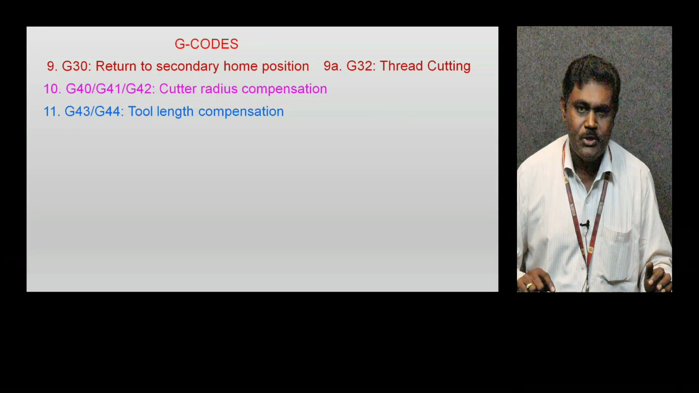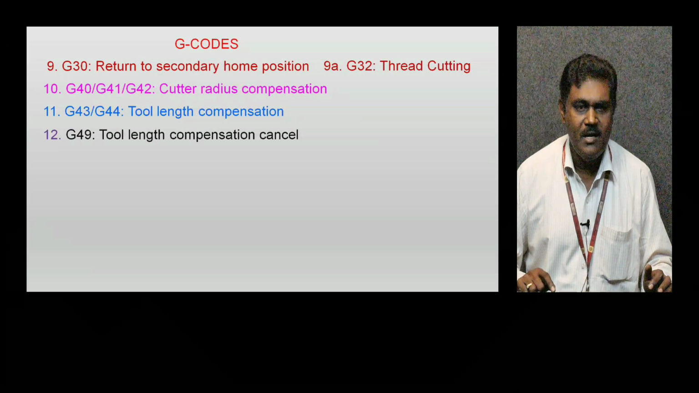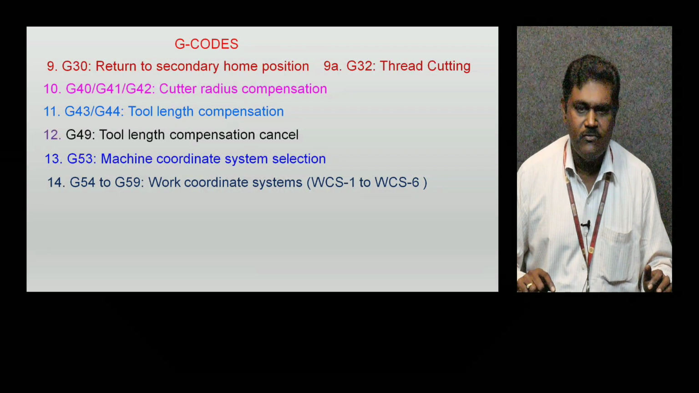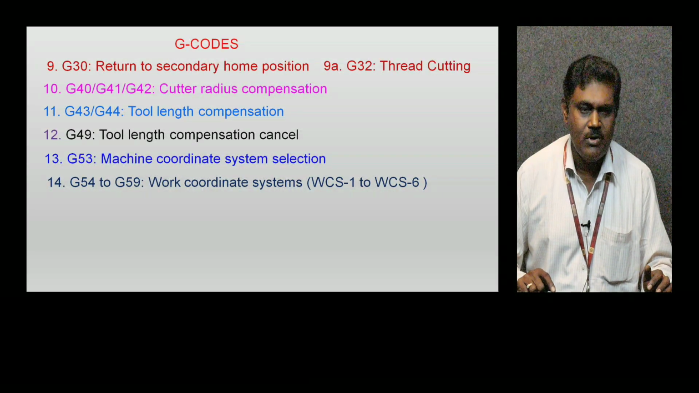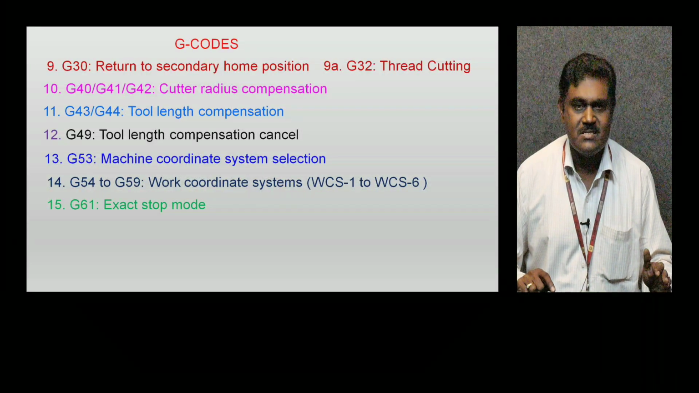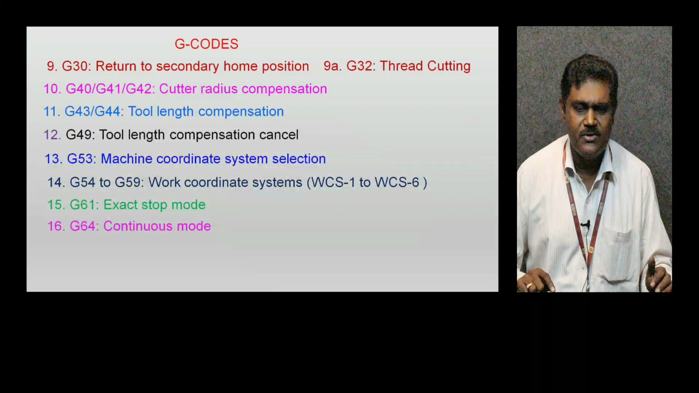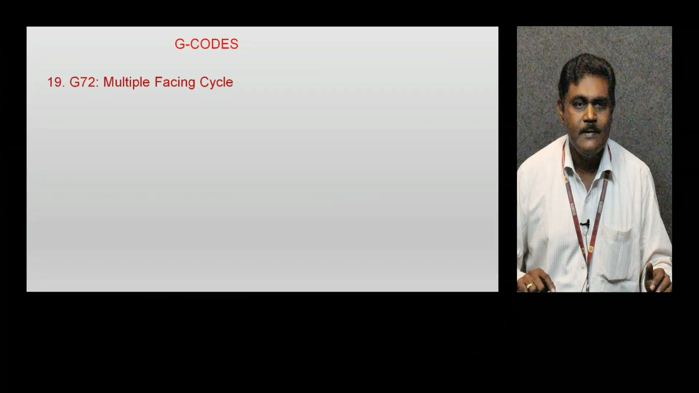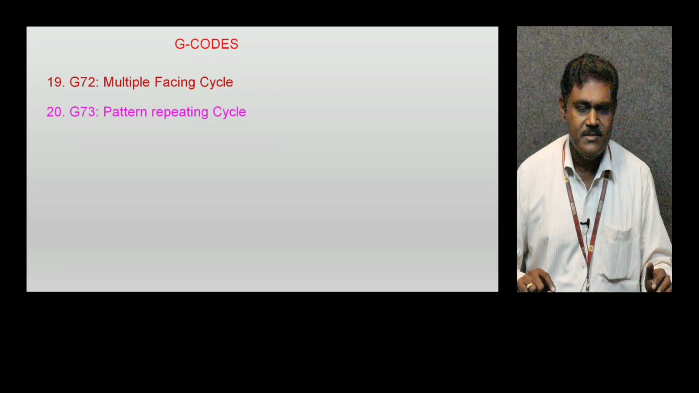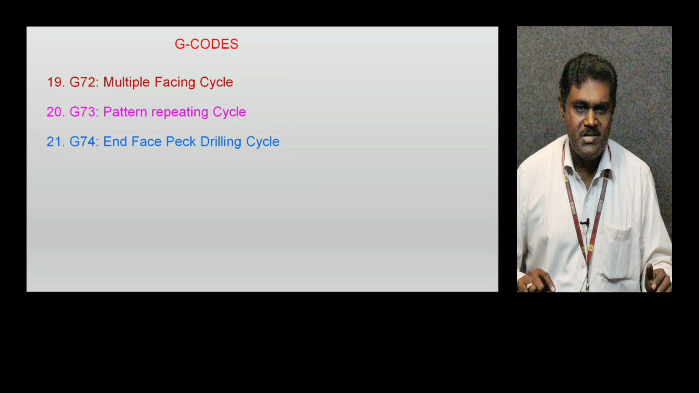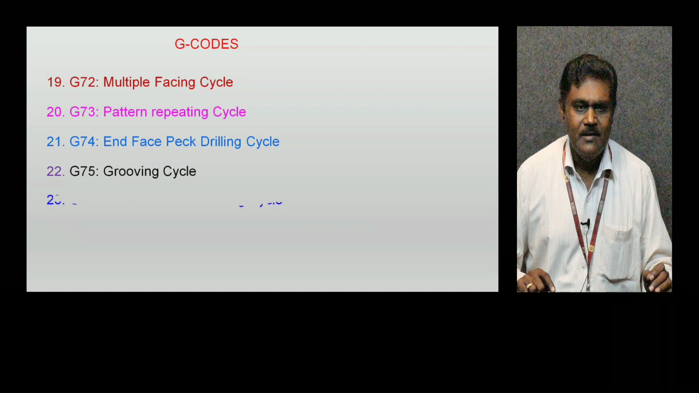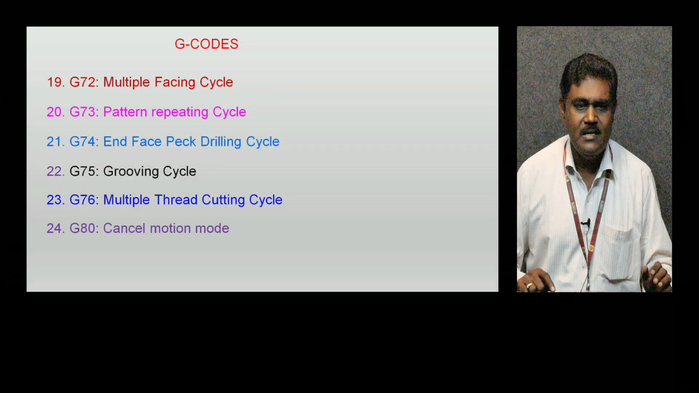G43 and G44 are tool length compensation, G49 is tool length compensation cancel, and G53 is machine coordinate system selection. G54 to G59 are work coordinate systems, that is, work coordinate systems 1 to 6. G61 exact stop mode, G64 continuous mode, G70 finishing cycle, G71 multiple turning cycle, G72 multiple facing cycle, G73 pattern repeating cycle, G74 end face peck drilling cycle, G75 grooving cycle, G76 multiple thread cutting cycle, G80 cancel motion mode.